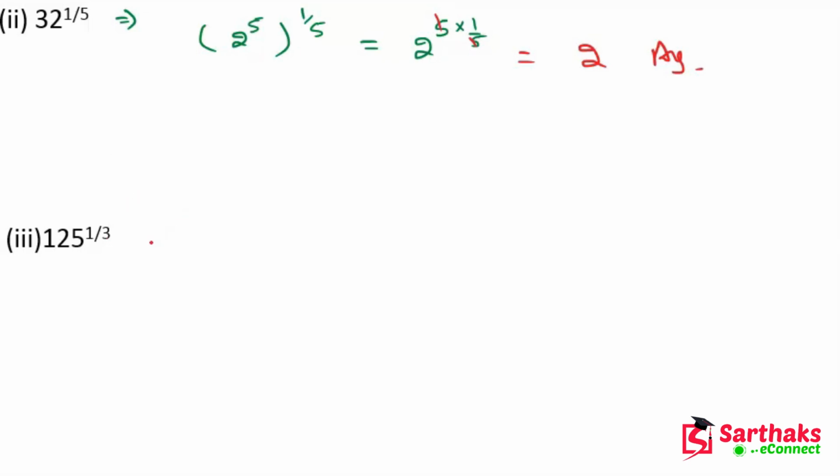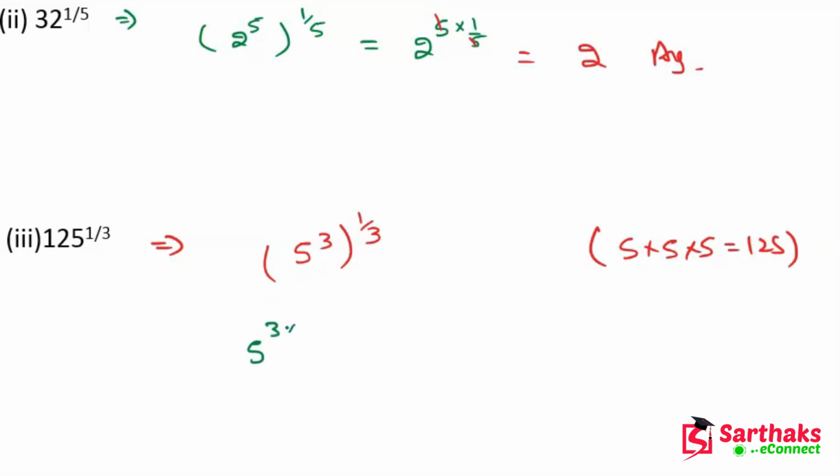Now next. In this question we have 125 raised to power 1 upon 3. Now my dear friends, in this case we can write it as 5 raised to power 3, because if we solve 5 into 5 into 5, we get 125. And here the whole power is 1 upon 3. Now we have to multiply the power. So 5 raised to power 3 into 1 upon 3. Now we have to cancel this. So we get 5. So the answer is 5.